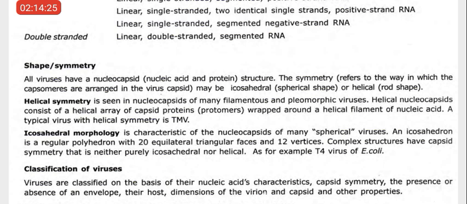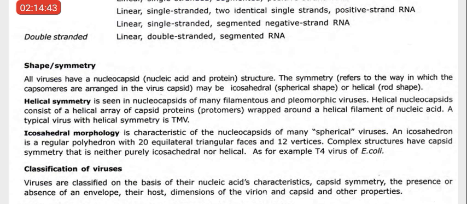Helical symmetry is seen in nucleocapsids of many filamentous and pleomorphic viruses. Helical nucleocapsids consist of a helical array of capsid proteins, protomers, wrapped around a helical filament of nucleic acid. A typical virus with helical symmetry is TMV.